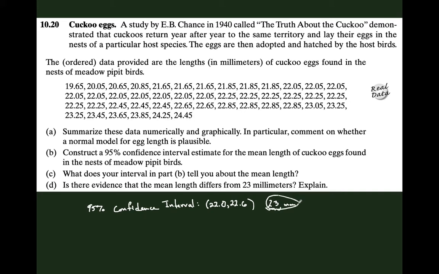So that's what we're speculating on. Is this the true population mean length? Since this is outside of the interval estimate, we would say we have evidence that the true mean length differs from 23. It's looking like it's less than 23. And that would be the basic explanation that I would be looking for in the final.